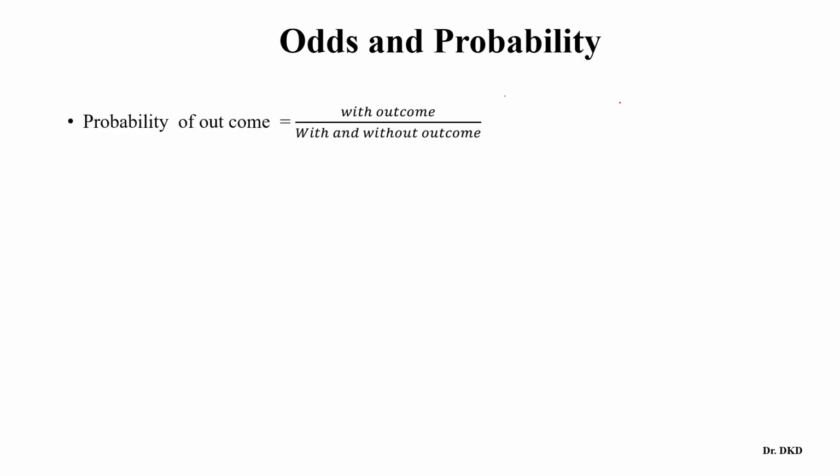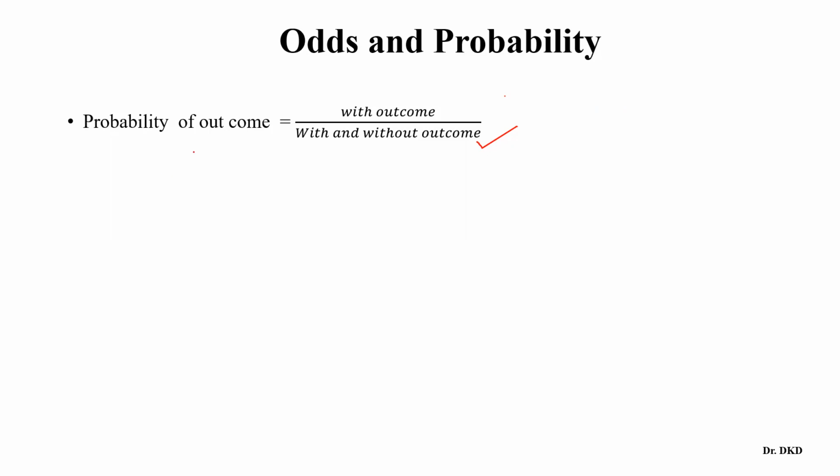As we know, probability of an outcome is with outcome divided by with and without outcome. According to the definition of probability, it is the total number of favorable cases divided by the total number of exhaustive cases. Or, when we toss a coin, what is the probability of getting a head? Head would be 1, and the total number of exhaustive cases in the denominator would be head and tail, which is 2, so it would be 1 by 2.